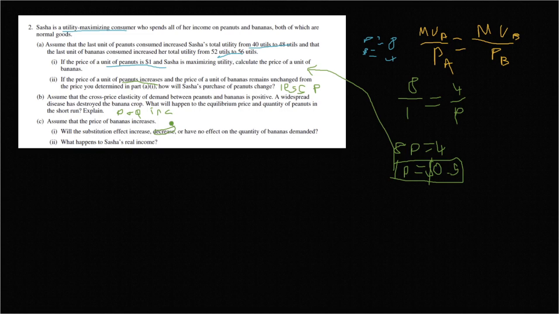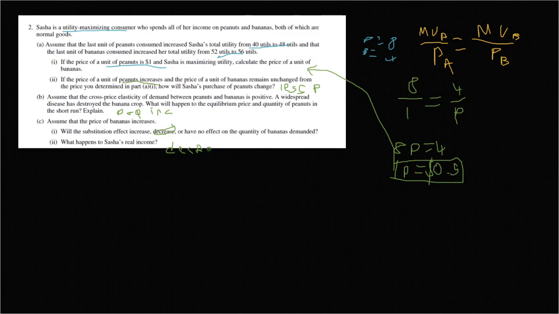All right, and we were talking about this earlier. The real income, you will buy both less of the bananas and peanuts because you effectively have less money. The real income will decrease.